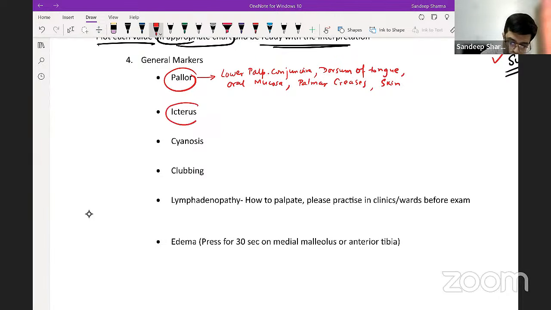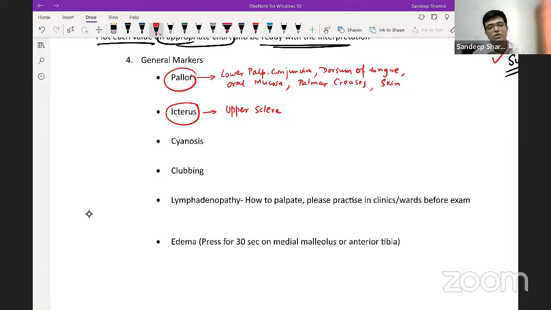Then we come to icterus. When we check for icterus, it should ideally be checked in natural light and in the upper part of the sclera. Why do we check in sclera? Again, frequently asked question. We check the upper part of sclera because first of all, it is white in color. You lift it and see. Second, it has elastin fibers, which have a tendency to bind bilirubin, and so it appears early in the upper part of sclera, right?